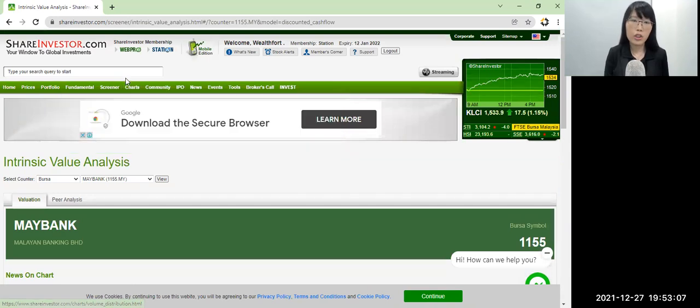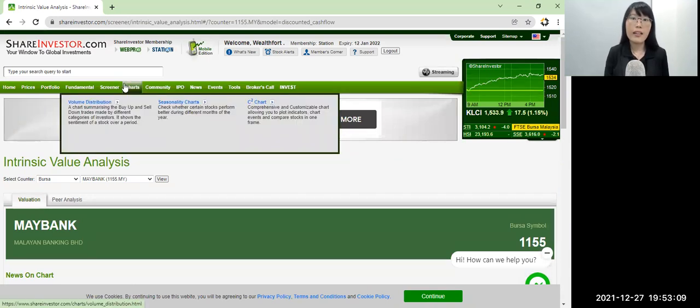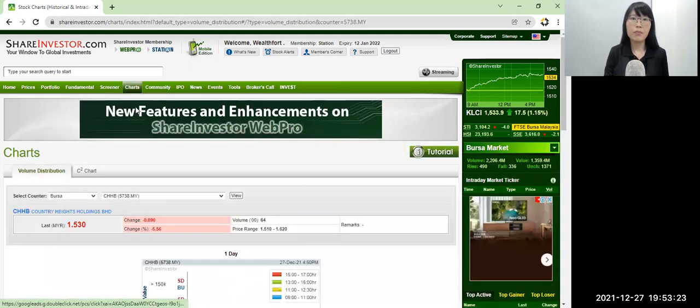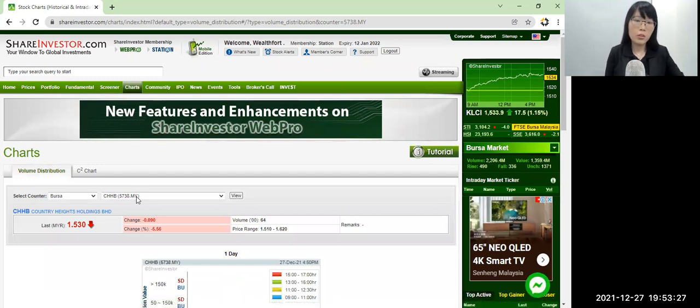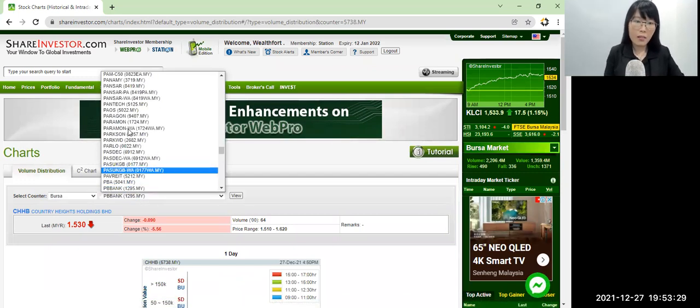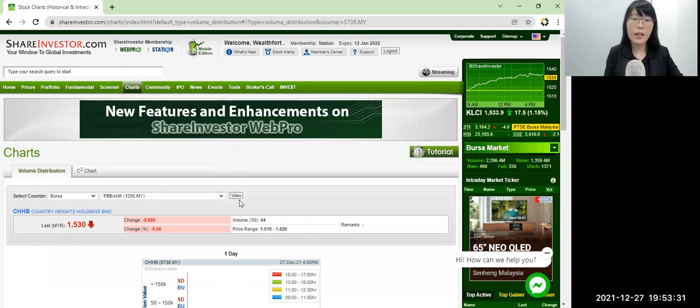When you look into charts, there are the volume distribution chart, seasonality chart, and also the C2 chart. Let us look into them one by one. The first one is the volume distribution chart. So for the volume distribution chart, you can put in Maybank, Public Bank, and select view.